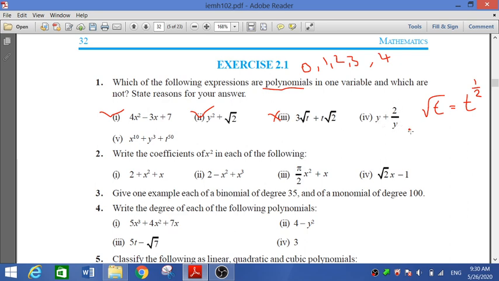Fourth, y plus 2y, 2 upon y. So here y we have to put as it is. But if I want to remove this y, we have to shift it from numerator to denominator. But power is 1. So y plus 2 y to the power minus 1. So y to the power minus 1 means it is also a negative integer.